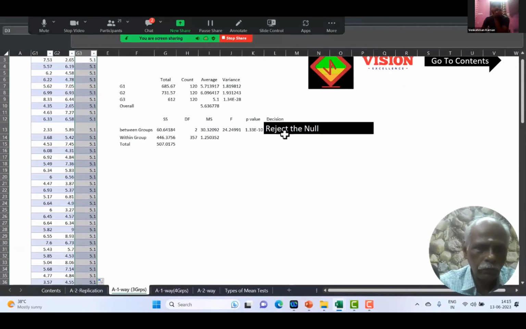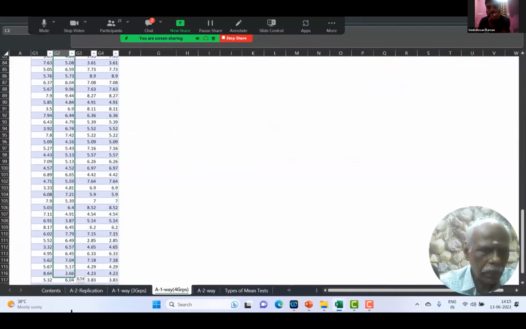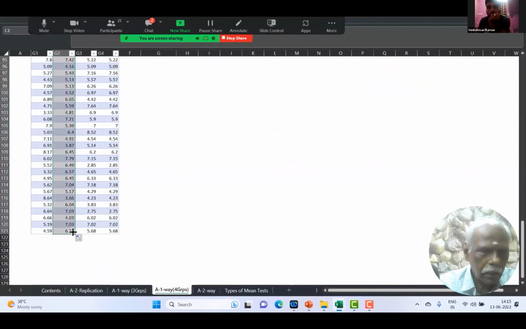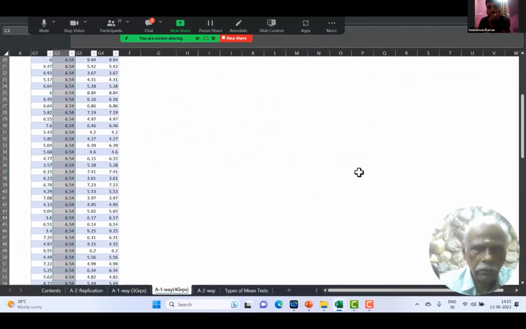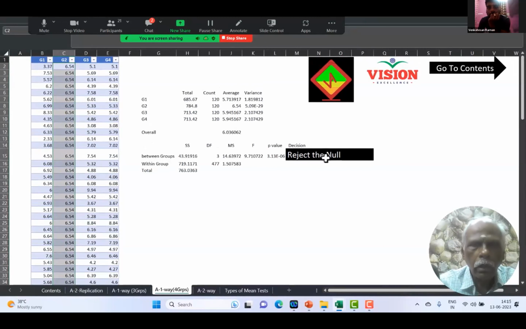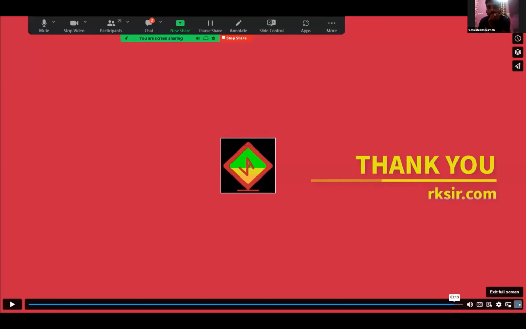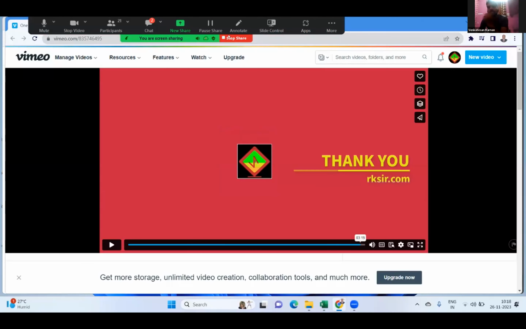So this is how you go for the one-way ANOVA test. And if there are 4 groups, do the same thing. I'll just copy this 6.454 here. And you can see here, reject the null, because this is deviating from the others. All are not performing at the same level. So this is how you do one-way ANOVA. I think that completes ANOVA also.